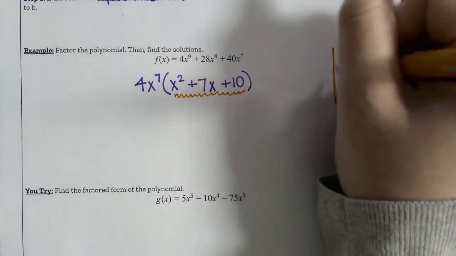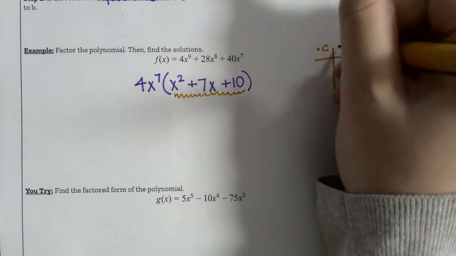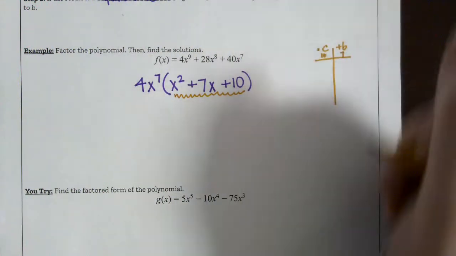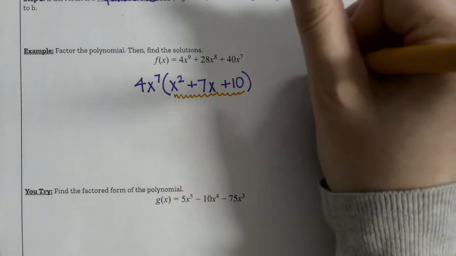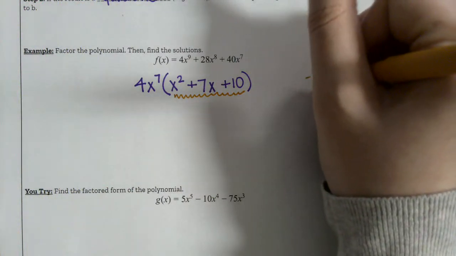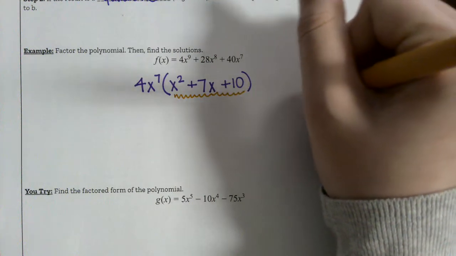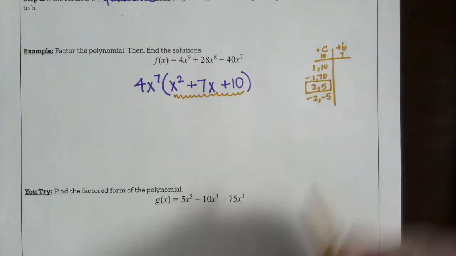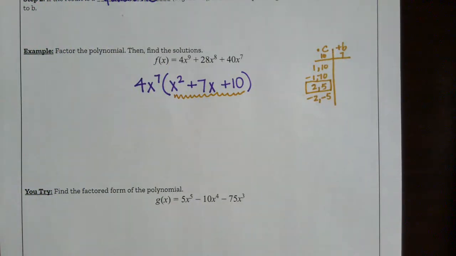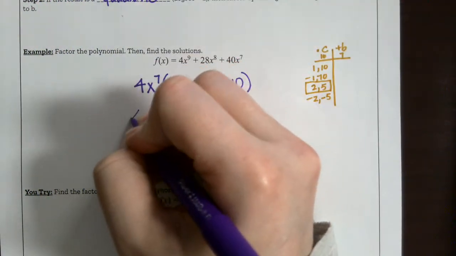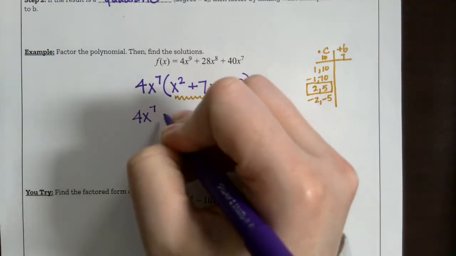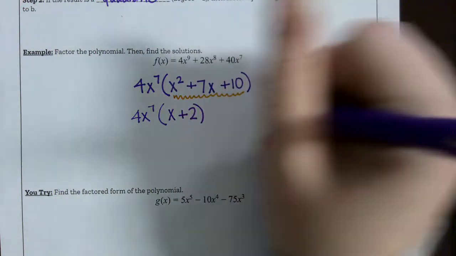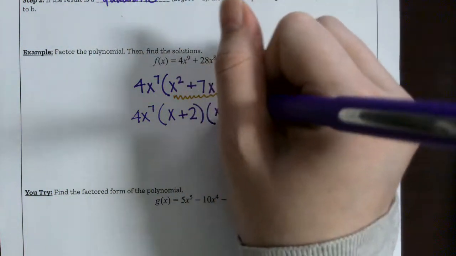So off to the side, I'm going to do my t-chart of things that multiply to C and add to B. My C value is 10 and my B value is 7. And so I can make my whole list of things that multiply to 10. And my factors are going to be 2 and 5, because those add up to 7. So now I'm going to write this in factored form. I have my GCF out front. Your GCF is important, so make sure not to lose it. And then we have x plus 2 for that positive 2, and x plus 5 for that positive 5.